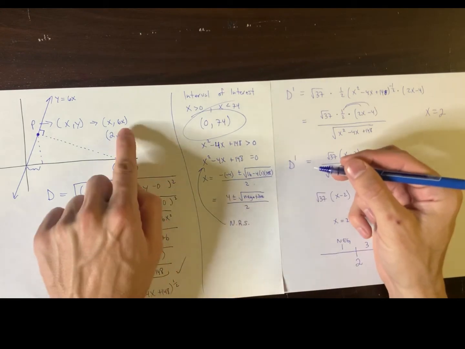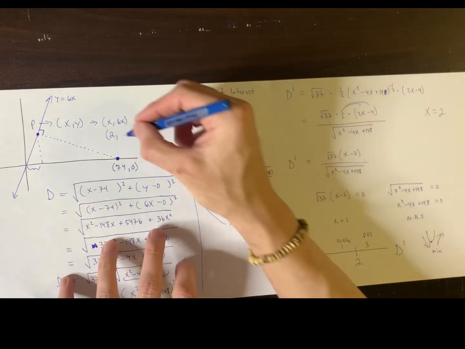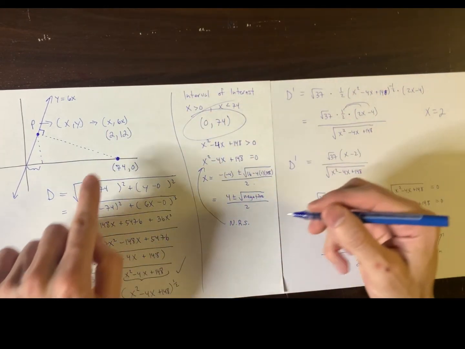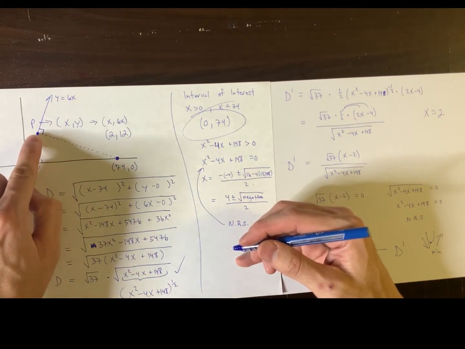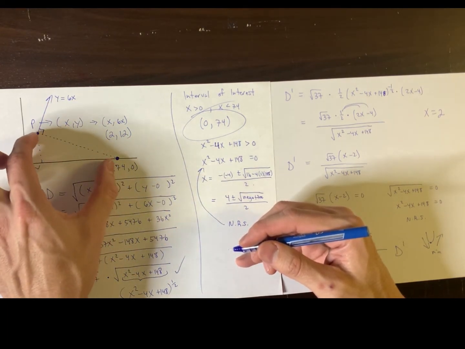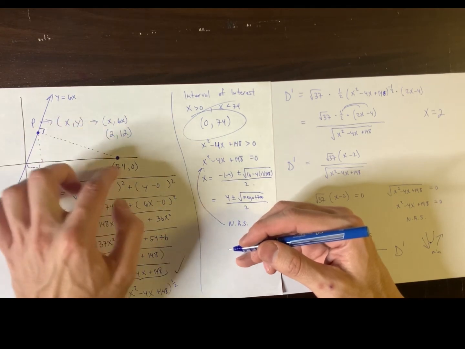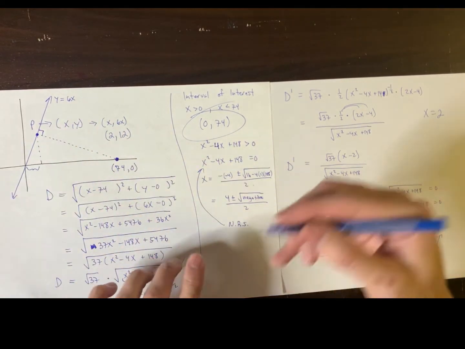And the y coordinate is 6 times x, which is 12. So when (2, 12), which is on this line, point P is there, this is the shortest distance between these two objects. So that takes care of the next point.